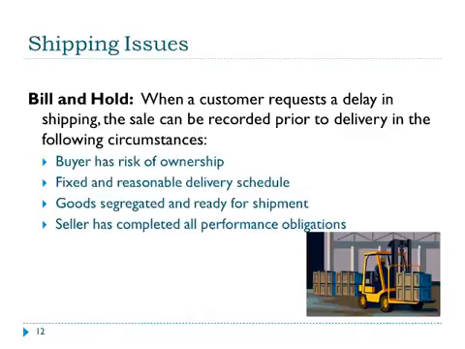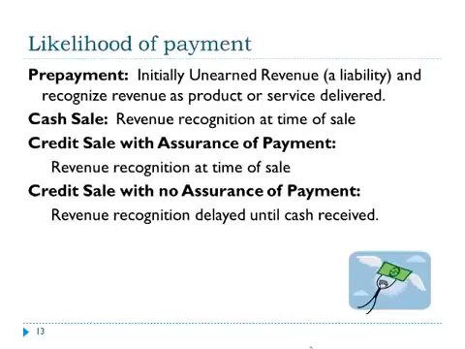The buyer has all of the risk of ownership, that is, title to the goods has already transferred to the buyer. There's a fixed and reasonable delivery schedule so that we know that it will be delivered to the buyer. The goods are segregated and ready for shipment, so this has to be in the case where, but for delivery, the goods were ready for sale. And finally, the seller has completed all performance obligations and has no additional obligations to the customer besides the delivery. When these criteria are met, then a company is able to recognize revenue prior to actually shipping the goods out to the customer.